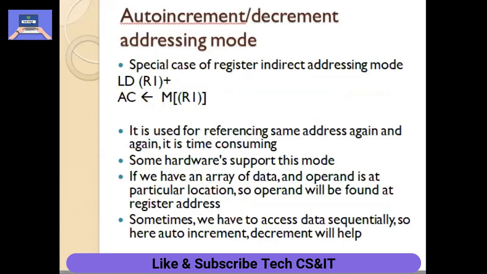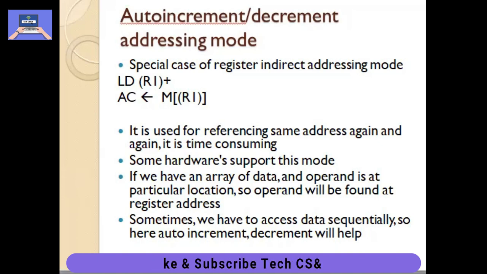Now, auto increment and decrement addressing mode. It is basically a special case of register indirect mode. And it is used for referencing the same address again and again. It is time consuming. For example, if you have to access data in a constant mode, like for example, we get addresses after decode, and on that address we get the data of the operand, right?